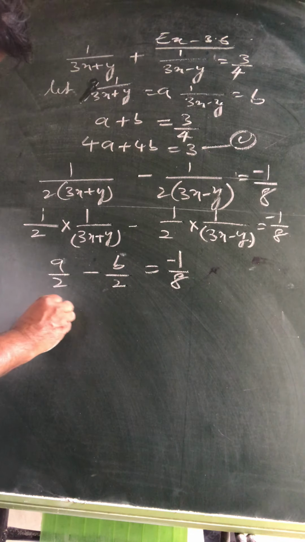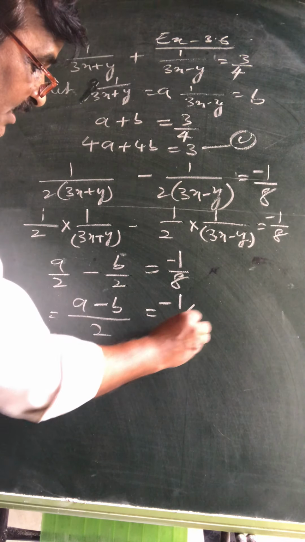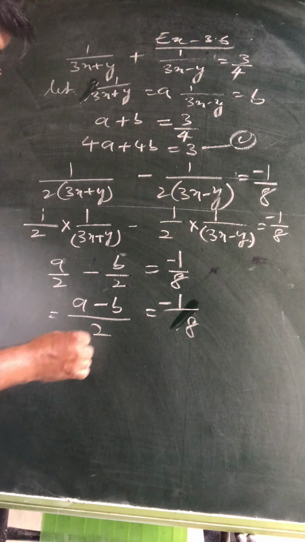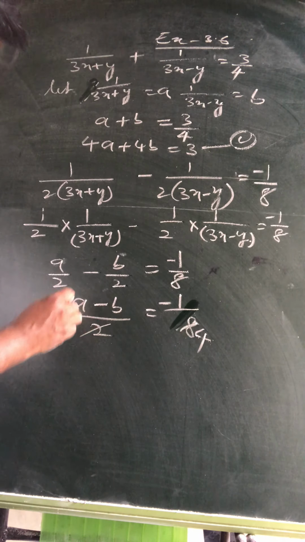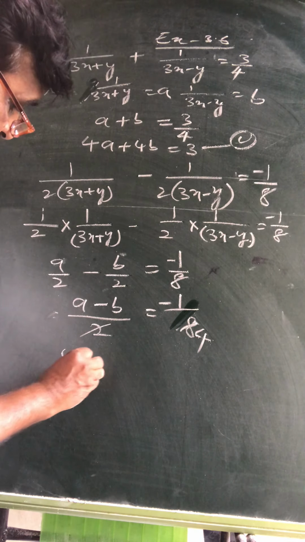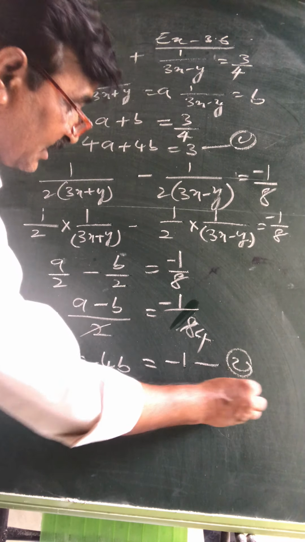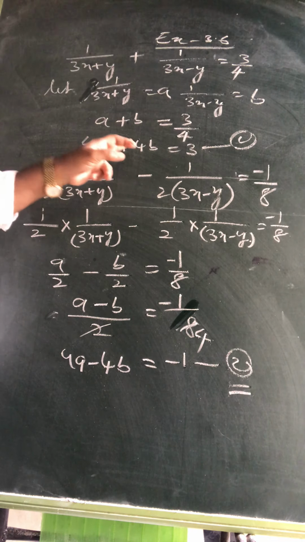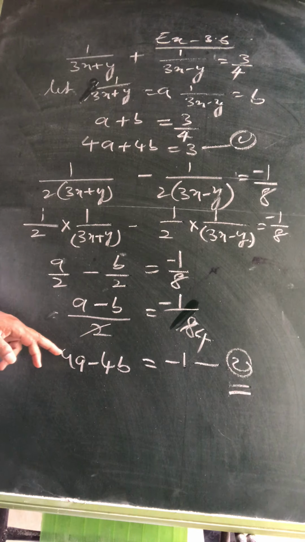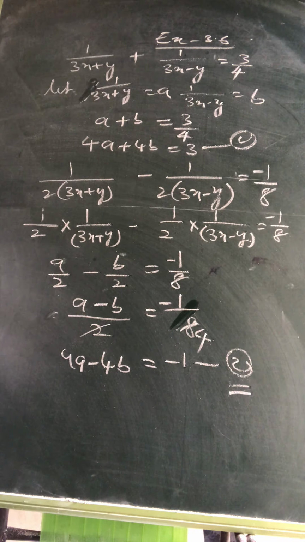Now take the LCM of these two, that is 2, a minus b is equal to minus 1 by 8. Then 2 1s are 2, 2 4s are 8. You can multiply in the cross way: 4 into a, 4a minus 4b is equal to minus 1. This is the second equation. So you got the first equation 4a plus 4b is equal to 3, and the second equation 4a minus 4b is equal to minus 1. These two equations we have to solve.